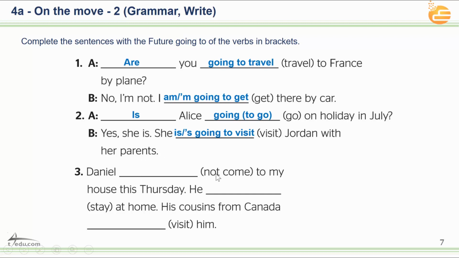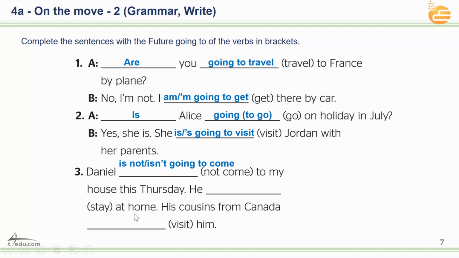Number 3. Daniel not come to my house this Thursday. So what do you think? What should we say? Daniel is not or isn't going to come. Exactly. It's too long for me. I'll write it here, but you have to write it here. Okay, you have to write it here. Daniel is not or isn't going to come to my house this Thursday.